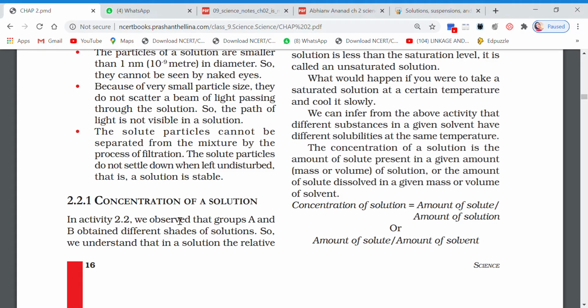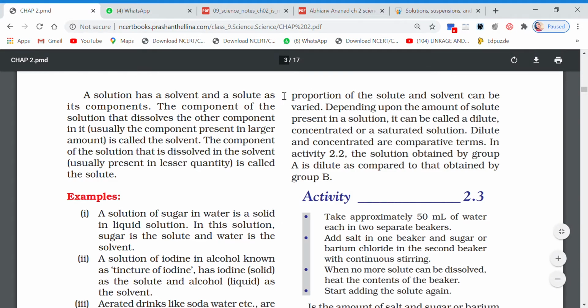So let's start. In activity 2.2, we observe that groups A and B obtain different shades of solutions. We have already done this, so go back to activity 2.2 and give a reading to that. So we understand that in a solution the relative proportion of solute and solvent can be varied. This line means that in a solution, the amount of solute or the proportion of solute can vary.